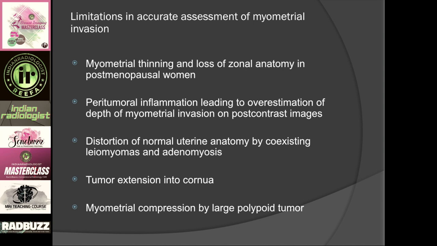There can be myometrial thinning and loss of zonal anatomy in postmenopausal women. There can sometimes be peritumoral inflammation, which is going to lead to overestimation of the depth of invasion. Sometimes the cavity or the myometrium is distorted due to coexisting fibroids. Sometimes the tumor extends to cornu, in which area that is normally very thin myometrium, so it's difficult to decide. Or sometimes the endometrial cavity is significantly distended by the tumor and the myometrium is compressed around the tumor, in which case it's going to be difficult to accurately stage the disease.